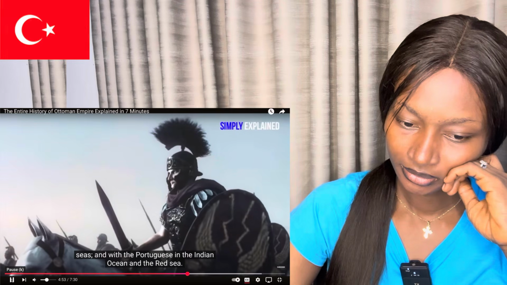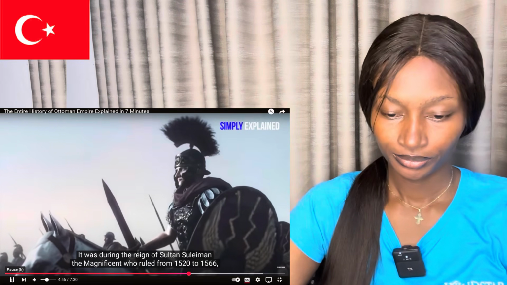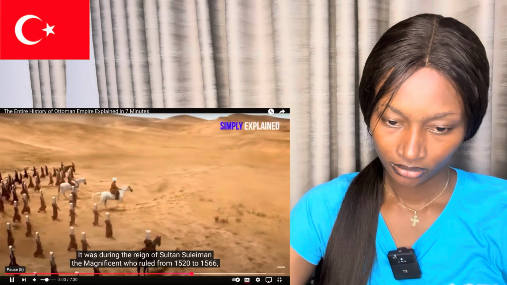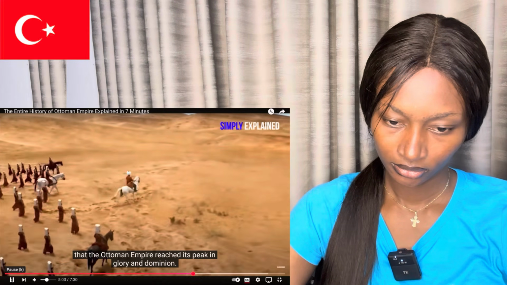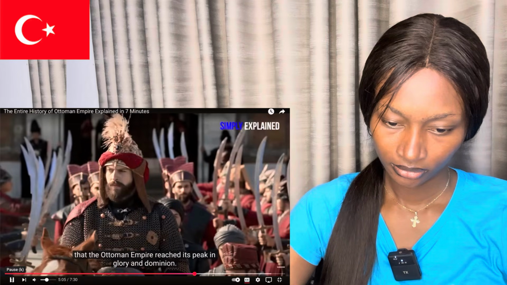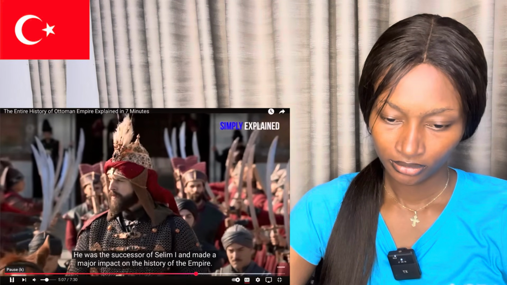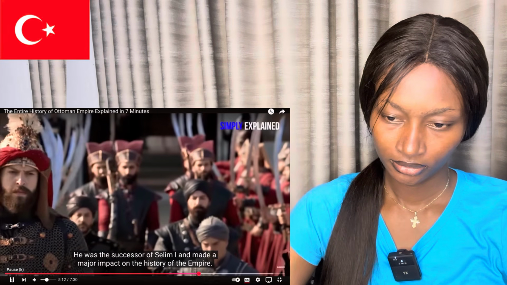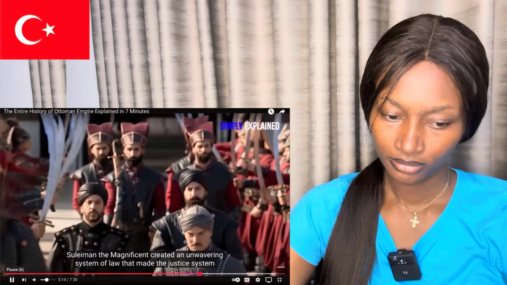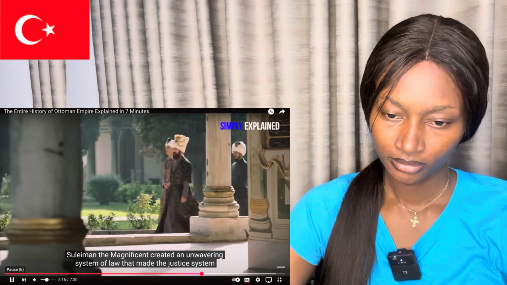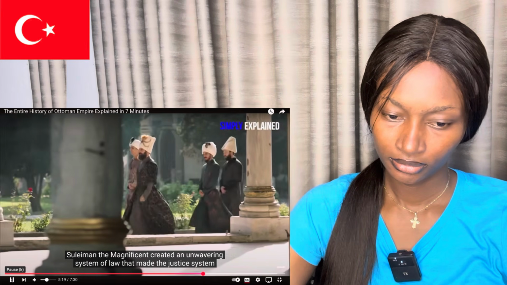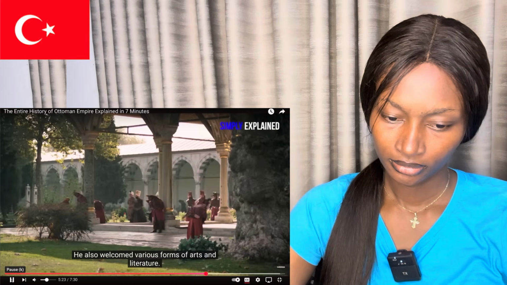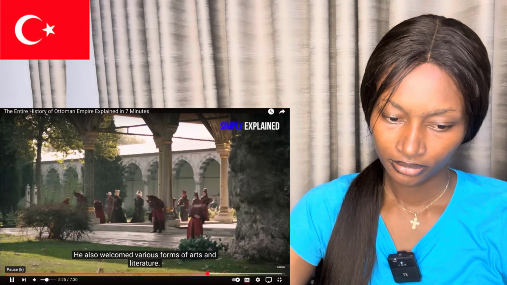It was during the reign of Sultan Suleiman the Magnificent, who ruled from 1520 to 1566, that the Ottoman Empire reached its peak in glory and dominion. He was the successor of Selim I and made a major impact on the history of the empire. Suleiman the Magnificent created an unwavering system of law that made the justice system fair and, overall, efficient. He also welcomed various forms of arts and literature.